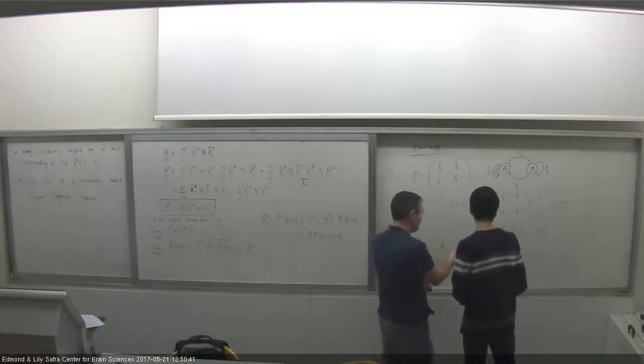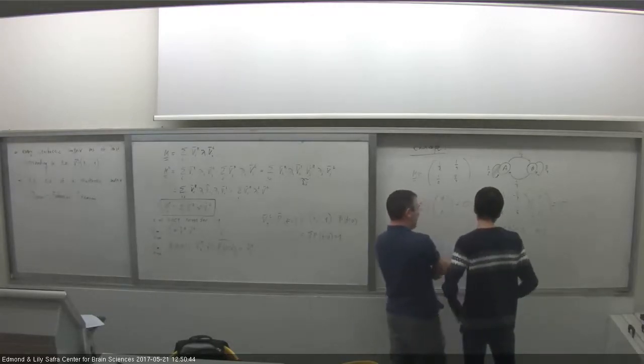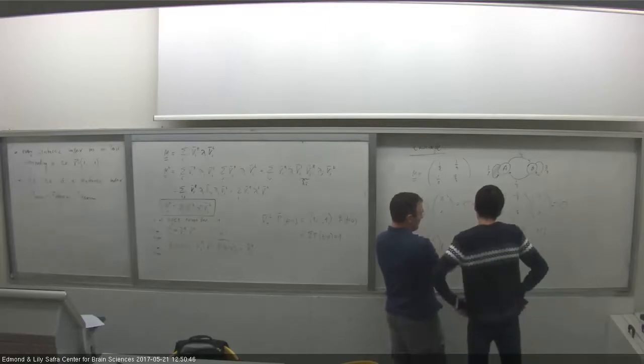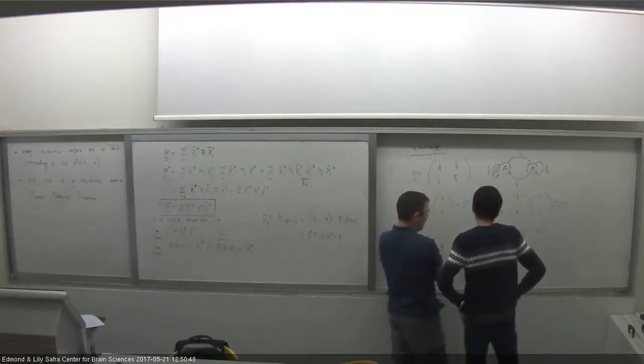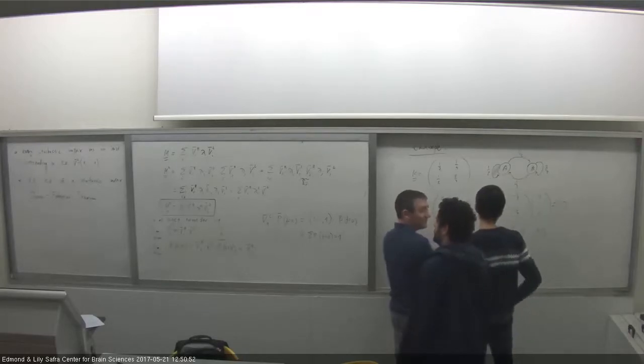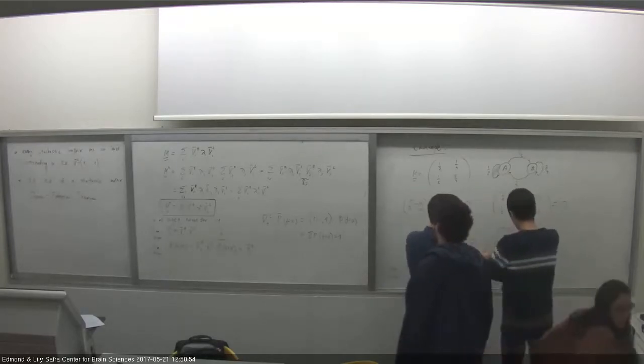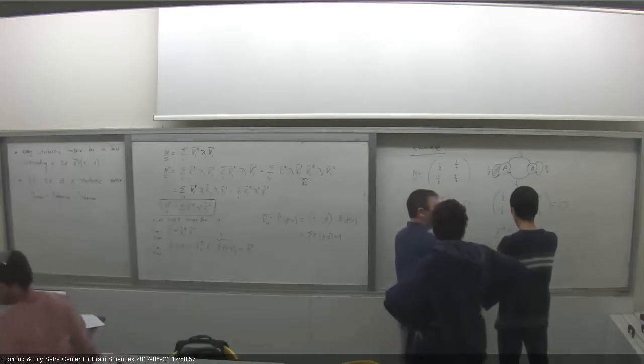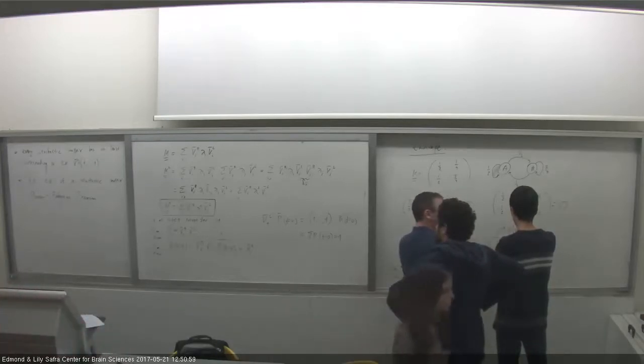No, this is equal to delta ij. This is a left eigenvector corresponding to one eigenvalue, this is a right eigenvector corresponding to another eigenvalue. So the product is delta.